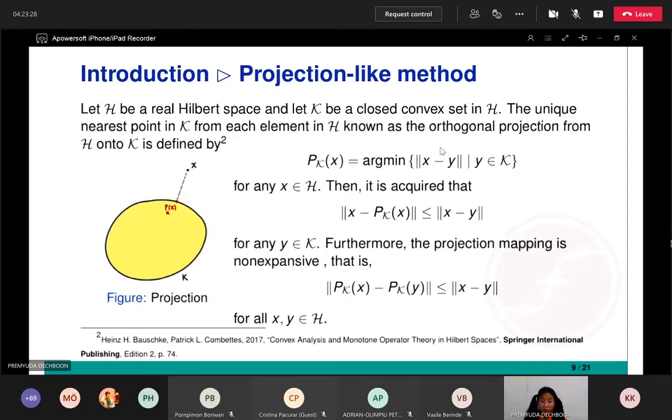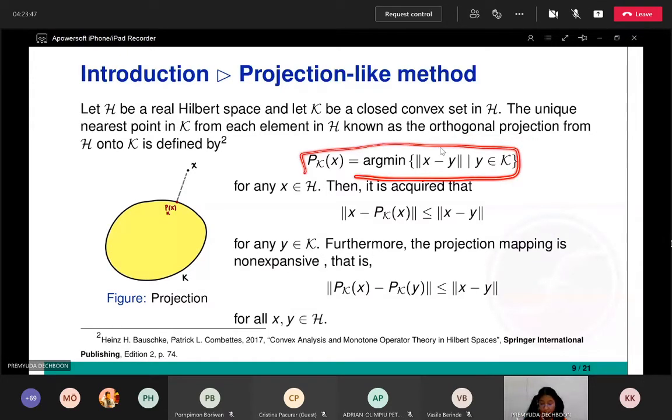And in this work, we consider the real Banach space H, in which K is a closed convex subset in Hilbert space H, and the projection that we use is orthogonal projection, which is considered as this definition. And this one is a normal property, the usual property of the projection.